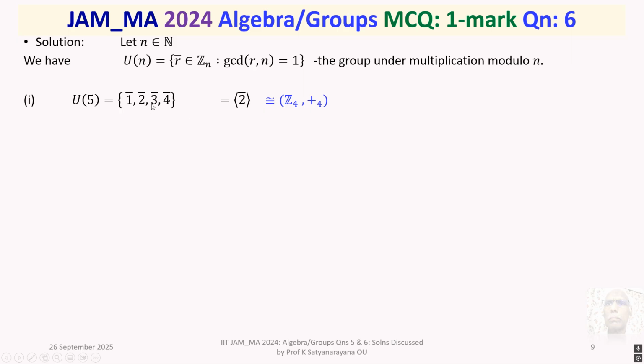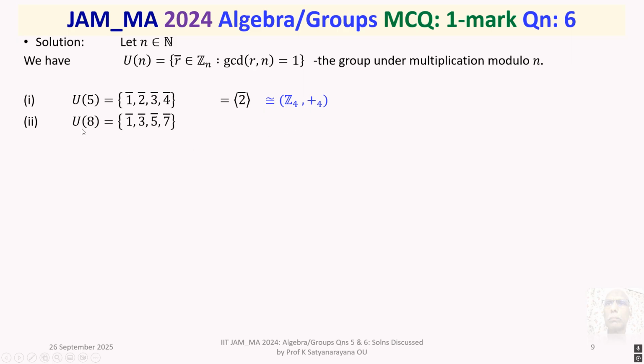2 square is 4. 2 cube is 8. 8 modulo 5 is 3. 2 power 4 is 16. 16 modulo 5 is 1. So it is a cyclic group generated by 2 bar. And Z4 is also a cyclic group of order 4. Both U5 and Z4 are cyclic groups of the same order and they are finite, therefore they are isomorphic.